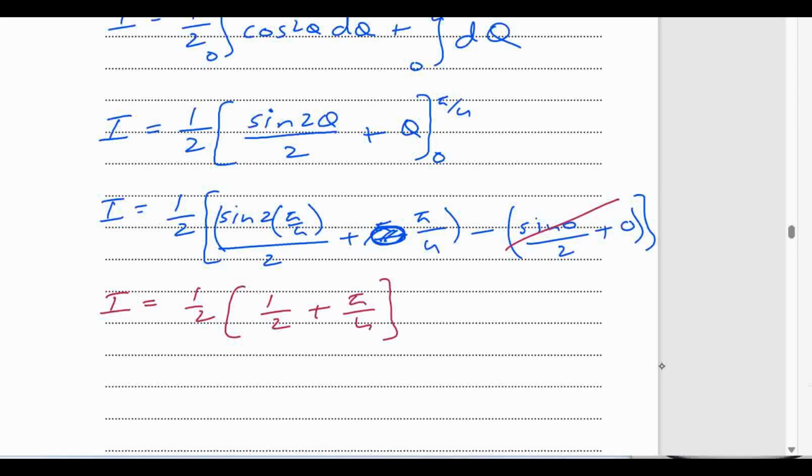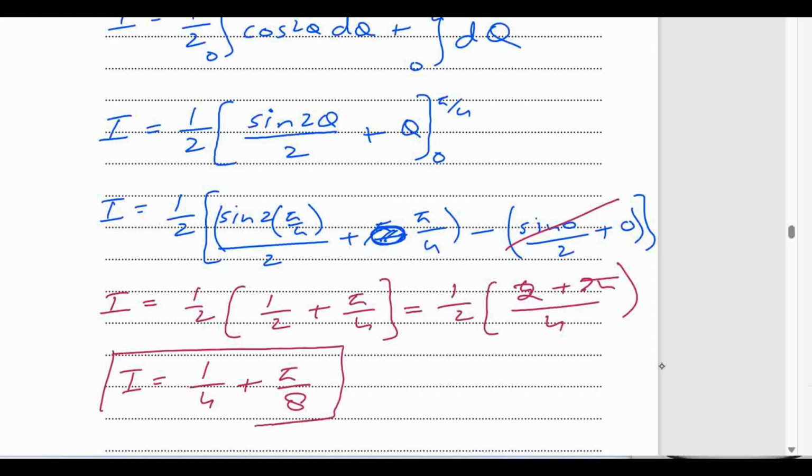And if you further rearrange it, this will be equals to 1 by 2 into, we can take the LCM 4. So 4 plus 2 plus pi. Or we can directly multiply it. So this will be I is equals to 1 by 4 plus pi by 8. So this will be the final answer. We don't need to simplify it further.